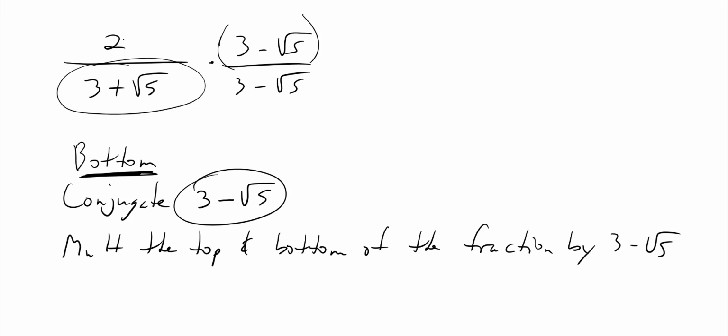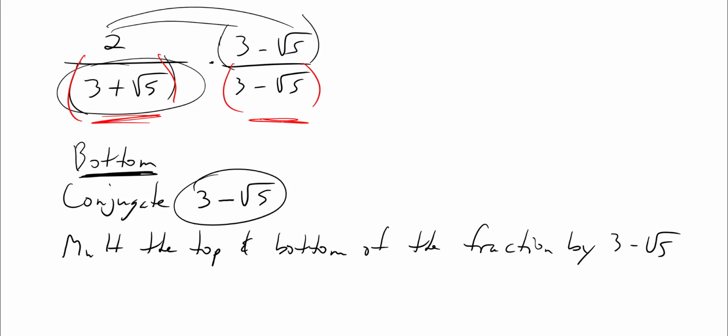I'm going to multiply that 2 times those two terms, and then I'm going to FOIL. Let me put this in red. I'm going to FOIL the bottom because I have 2 terms here and 2 terms here. Okay? So let's do that. 2 times 3 is 6. 2 times negative root 5 is negative 2 root 5. That's the top.